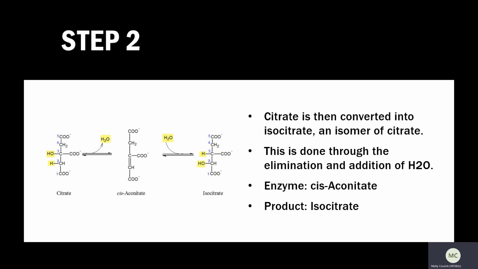The second step of the citric acid cycle begins with the citrate that was previously produced in step 1. Citrate is then converted into isocitrate, which is an isomer of the original citrate. This conversion into isocitrate is done through elimination and addition of water, or H2O. The enzyme that will be catalyzing this reaction is cis-aconitate, and again will produce isocitrate.